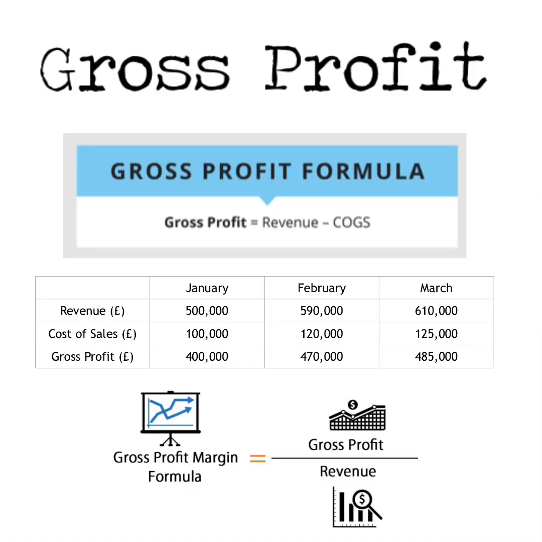Now, the simple formula for gross profit is your revenue minus your cost of goods sold. So as we can see in January, the revenue is 500,000, your cost of sales is 100,000, so therefore the gross profit is 400,000. In February, again, 590 grand minus 120,000, you get 470,000, and finally March, 610,000 minus your 125,000 equals your 485,000.